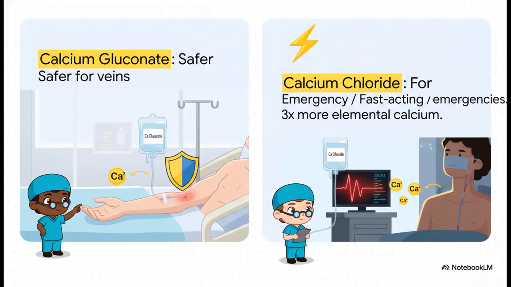So which IV calcium do you grab? Well, it matters. For pretty much most situations, if you have a peripheral IV, you want calcium gluconate. It's a lot easier on the veins. But if you're in a code situation, or if you have a nice central line, then calcium chloride is the move. Why? Because it delivers 3 times more active calcium.